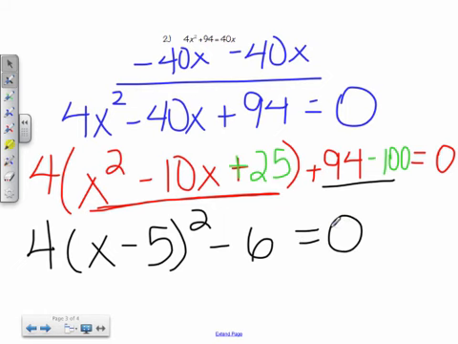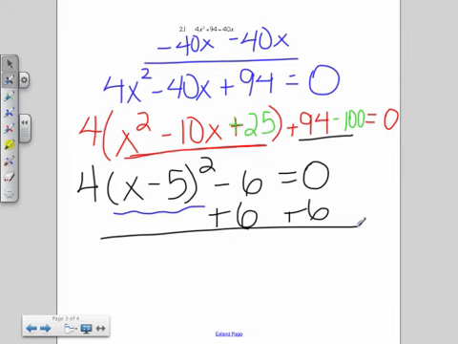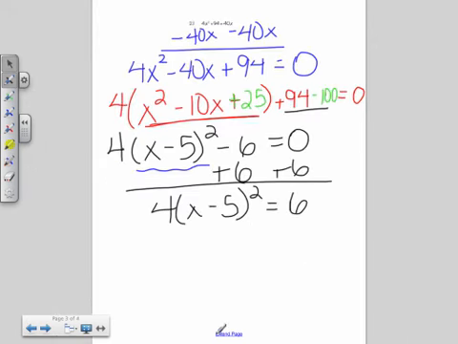Now my goal is to isolate my perfect square, this (x minus 5) squared. So in order to do that, the first thing I have to do is add 6 to both sides. So I end up getting 4 times (x minus 5) quantity squared equals 6. Then I need to get rid of the 4 by dividing by 4. And 6/4 reduces to 3/2.